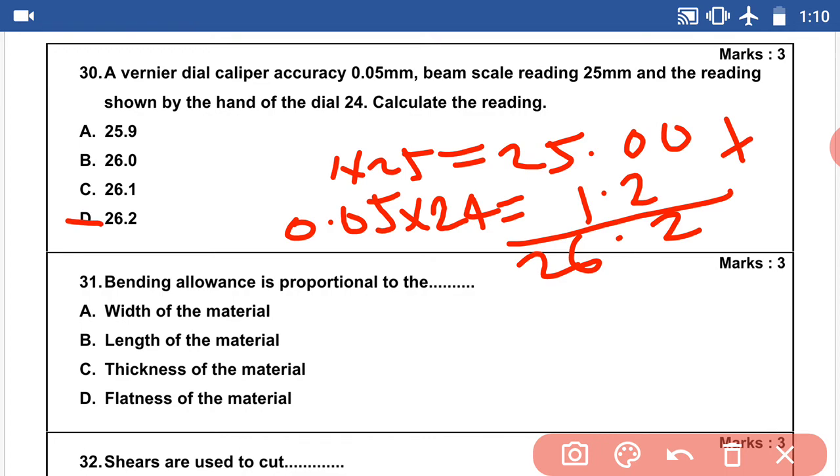Question number 31. Bending allowance is proportional to the dash. Bending allowance is proportional to the thickness of the material. Option C is the correct answer.